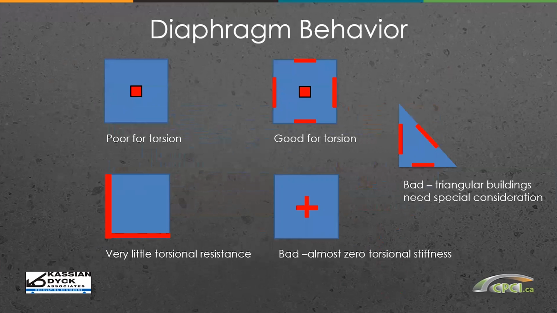So just overall looking at buildings, if we have a smaller core in the middle, that's not going to be great for torsion. If we had shear walls on all 4 sides towards the outsides of the building, that would provide good torsional resistance. On the bottom left, 2 sides having shear walls, again, that is not good for torsional resistance. And if we just had shear walls formed like an X shape near the middle of a building, again, that has almost no torsional resistance also. And you really need to investigate and look at triangular buildings and their behavior because they require special consideration.